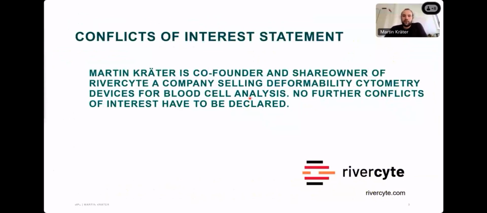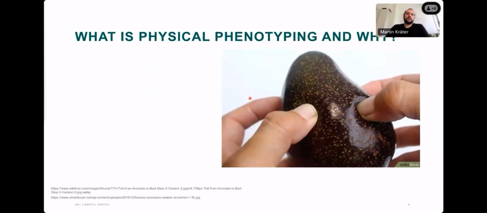Before we dive into the topic, I just need to state that I'm co-founder and share owner of the company Riverside. We are selling deformability cytometers for blood cell analysis. And with that being said, I would like to start with the question, what is physical phenotyping and why do we have to do that?